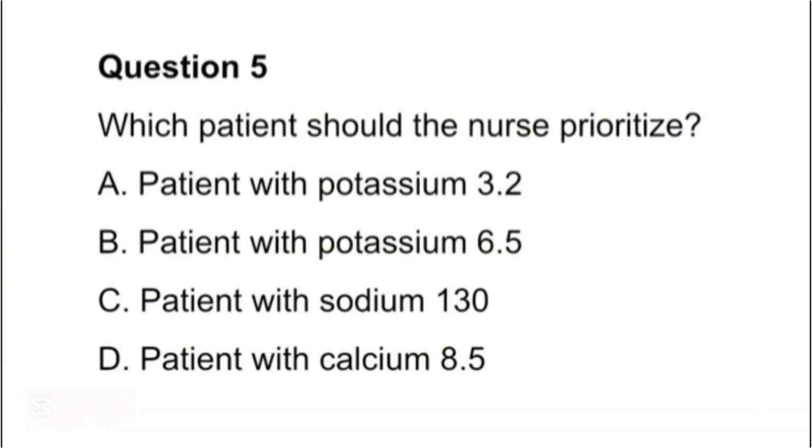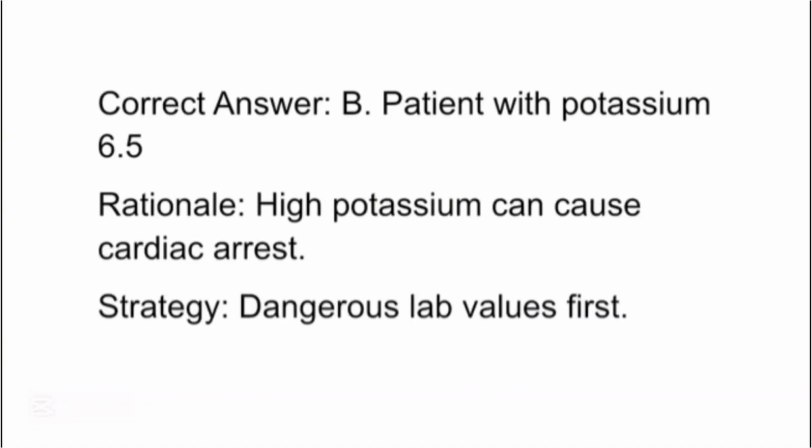Question 5. Which patient should the nurse prioritize? A. Patient with potassium 3.2. B. Patient with potassium 6.5. C. Patient with sodium 130. D. A patient with calcium 8.5. Correct answer, B. Patient with potassium 6.5.